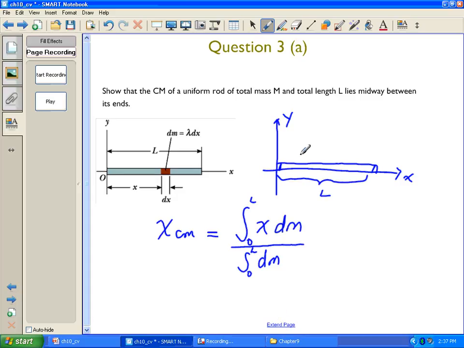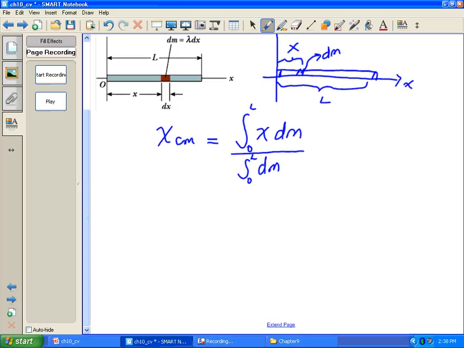The first thing we do is that we randomly select a mass element dm. And the reason that we do that is we want to be able to set up our integral. We're going to say that this element of mass dm is located at position x from the origin, okay? Which is in a sense what we have here already. Now, the first thing is to draw and select your mass element.